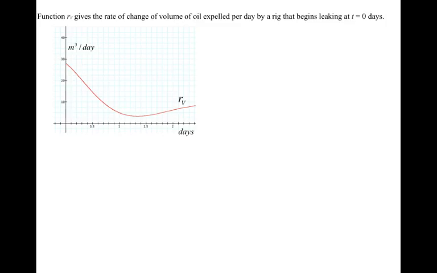Okay, so if you flip over your page, this function, R sub V, gives the rate of change of volume of oil expelled per day by a rig that begins leaking at t equals 0 days. So an oil rig starts to leak, and we're going to call that t equals 0. Now we have a graph representation of this function giving us the rate of change of oil leaking, in meters cubed per day, at any number of days since it started leaking.